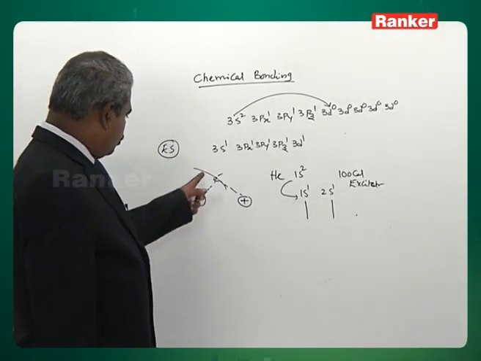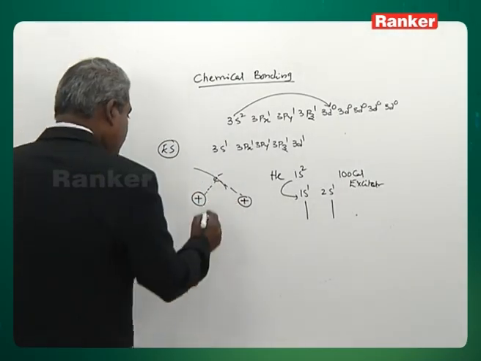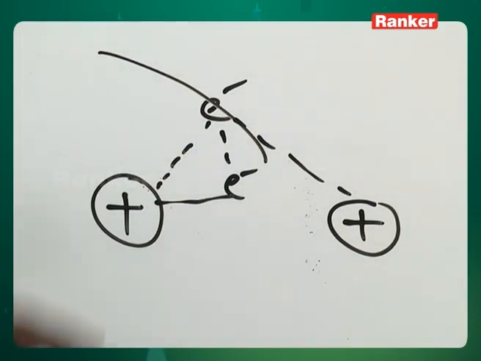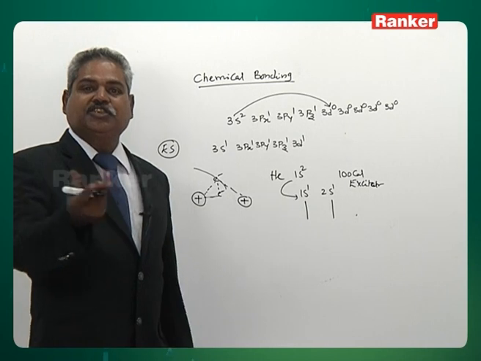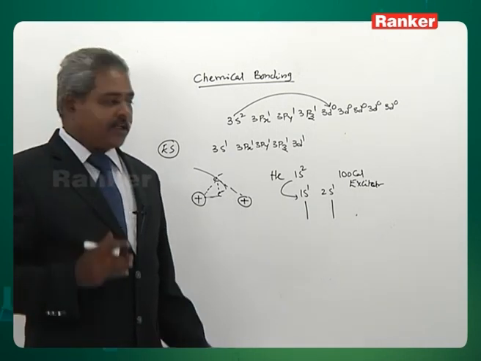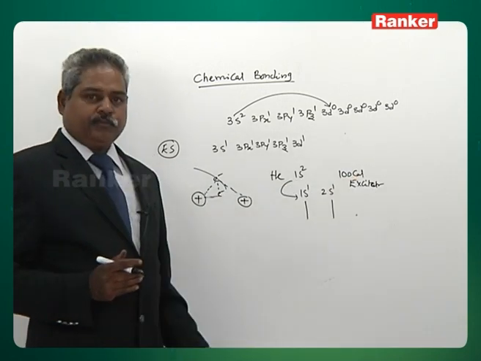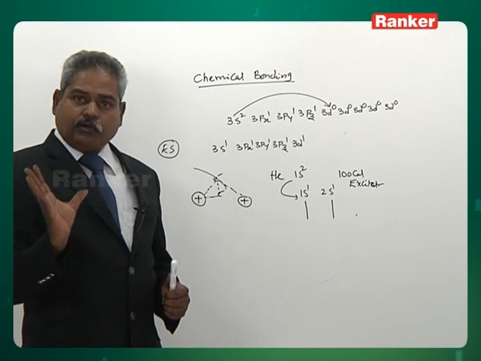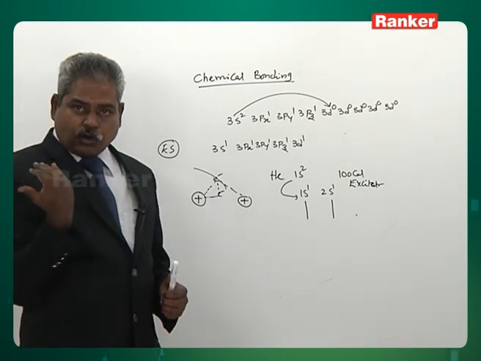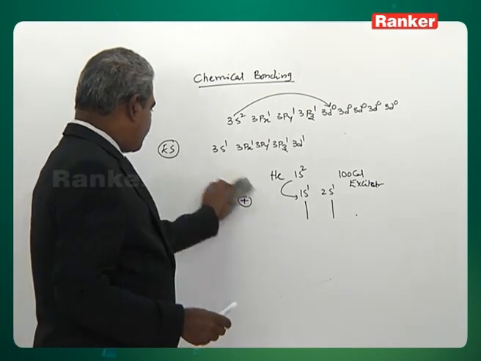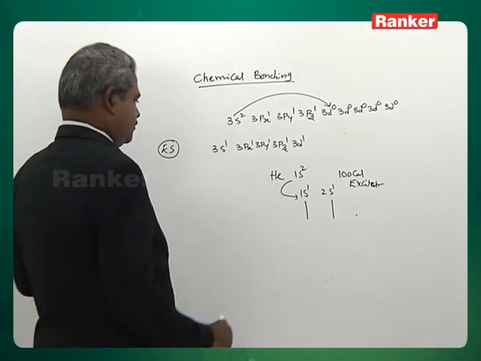Now what is happening? Two nuclei are attracting, and the electron comes closer to the nucleus. So what happens when the electron comes closer to the nucleus? Energy is released. To take the electron away, you have to give energy. To take the electron from the first orbit to the second orbit to the third orbit, you have to give energy. But when the electron comes close, it definitely loses energy. Therefore, during bond formation, energy is released.